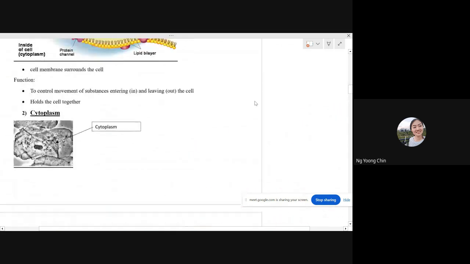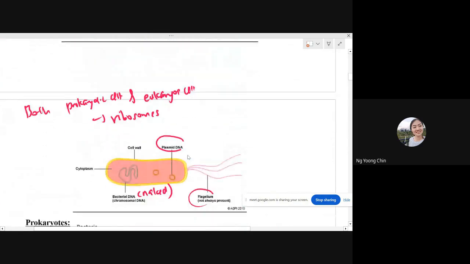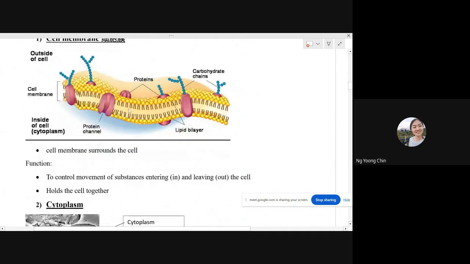So cell membrane is made out of this kind of structure. In Mandarin, they call this 细胞膜. They are usually made of this structure, which we know as the phospholipid bilayer. Cell membrane is very flexible, very elastic, because it contains two layers of oil. This oil is known as phospholipid bilayer.